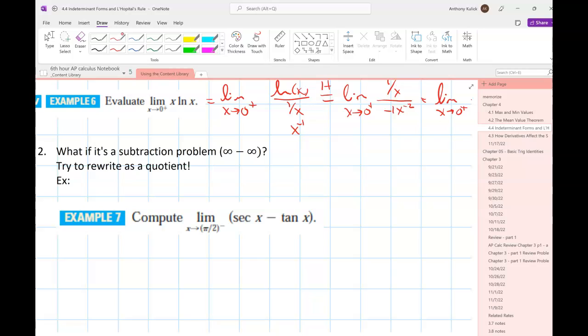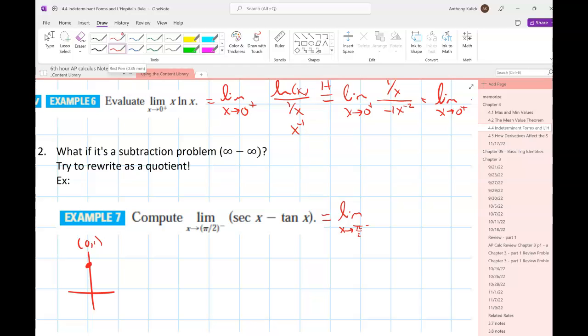First thing we should check is, is it indeterminate? Secant is 1 over cosine. At pi over 2, that's 0, so that'd be 1 over 0. That's infinity. Tangent is sine over cosine. So 1 over 0. That's infinity. Infinity minus infinity, that is indeterminate form. So it says to rewrite this as a quotient. How am I going to do that? I've already told you how to do it.